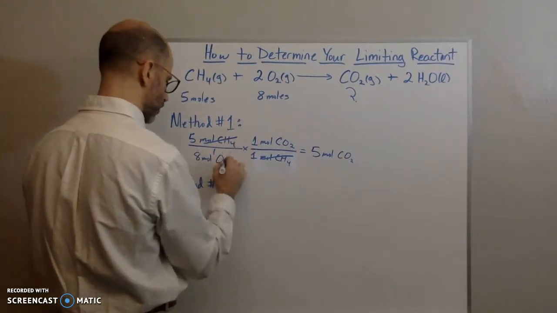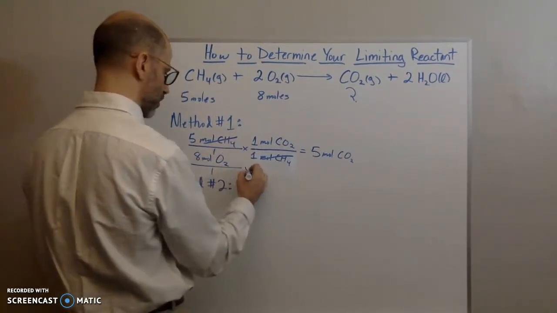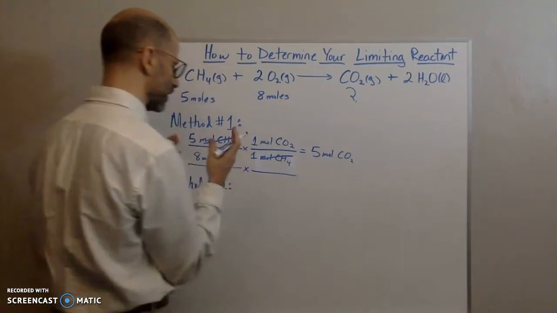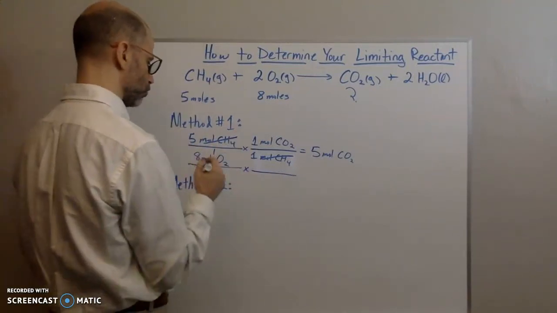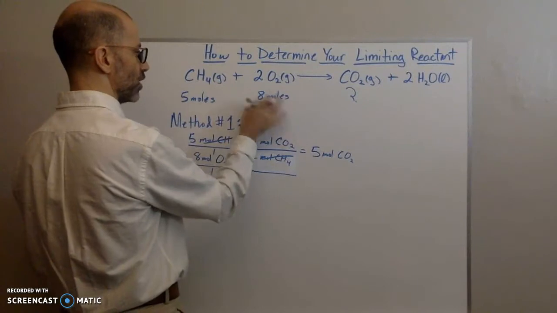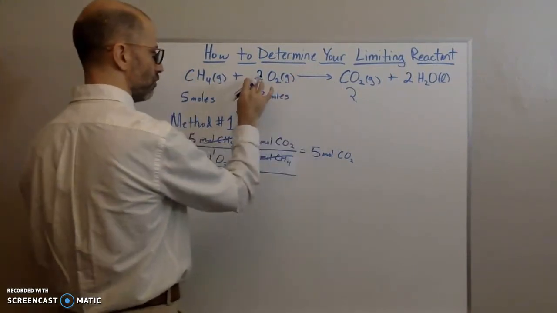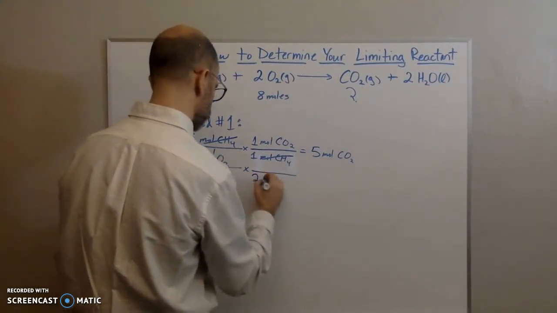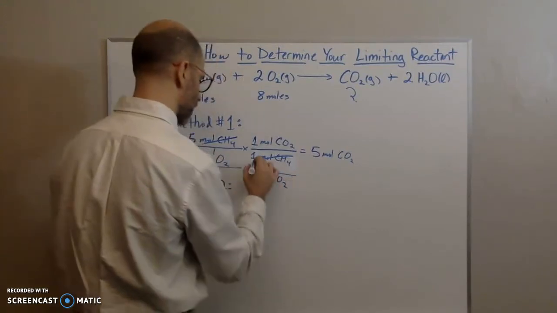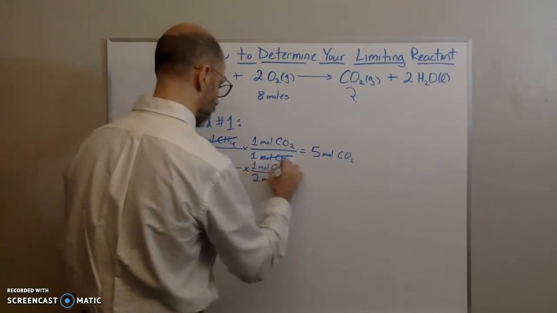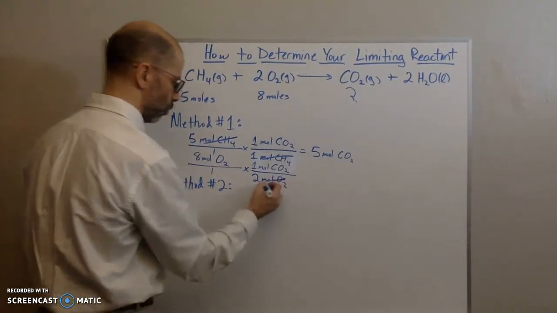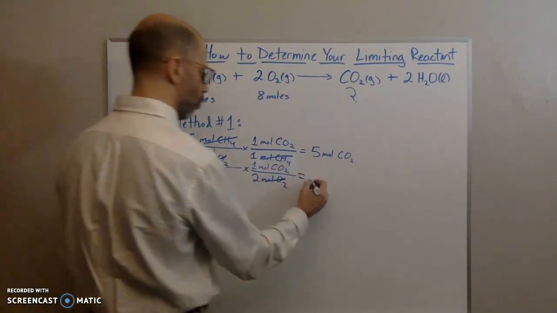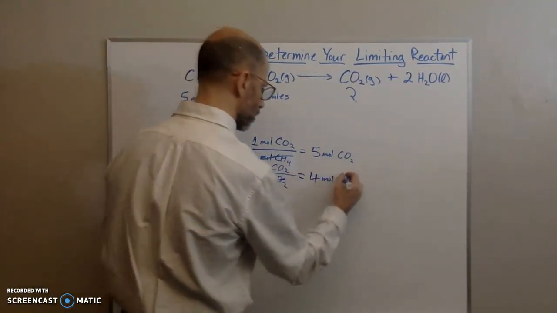of oxygen, O2, and I do the same thing. I'm going to convert that to carbon dioxide and see how much carbon dioxide I could get theoretically from 8 moles of oxygen. Here the ratio is 2 to 1. For every 2 moles of oxygen, I make 1 mole of carbon dioxide. So I put 2 moles of oxygen on the bottom, 1 mole of carbon dioxide on top. Now moles of oxygen cancel out, and I get 4 moles of CO2.